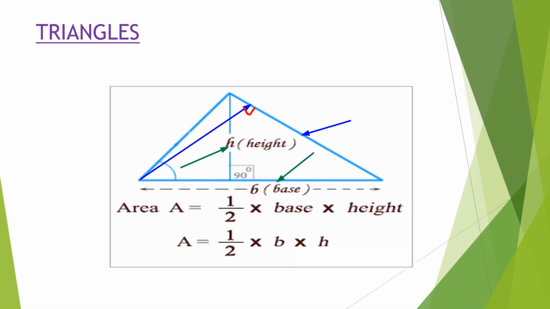Now area, that is represented by A, is half into base into height. So base we represent by B and height by H, so A equals half into B into H, that is the area of any triangle. So it's a general formula for the area of a triangle.